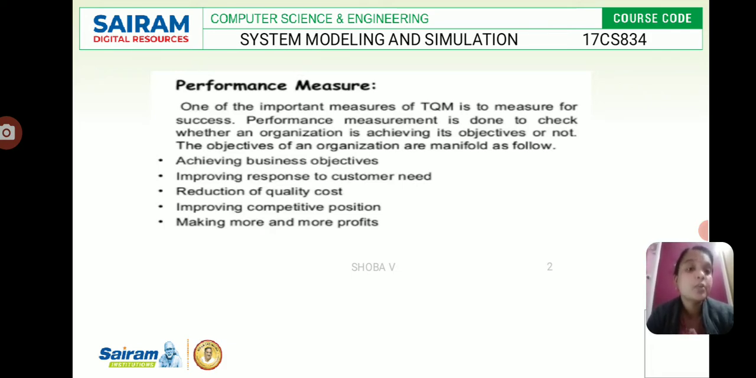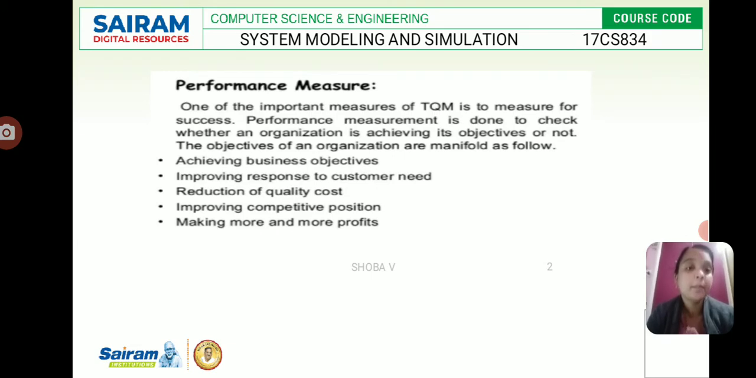Improving response to the customer need. First of all, we need to understand the customer requirements and resources. Based on that, we can improve the response. Reduction of quality cost. Once we have the projects and process, if the cost is permitted, then we can reduce the cost as per the quality. If it is worthwhile, then we can reduce the cost basis, so that we can improve the business process in time.